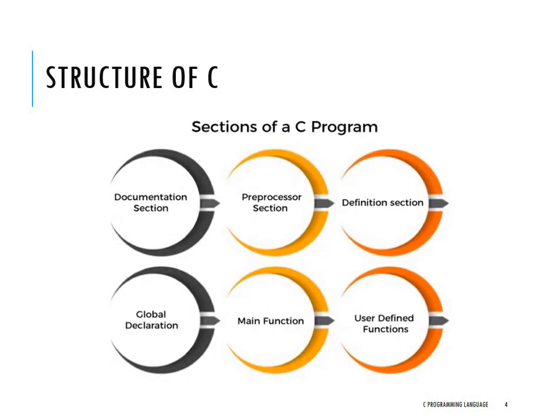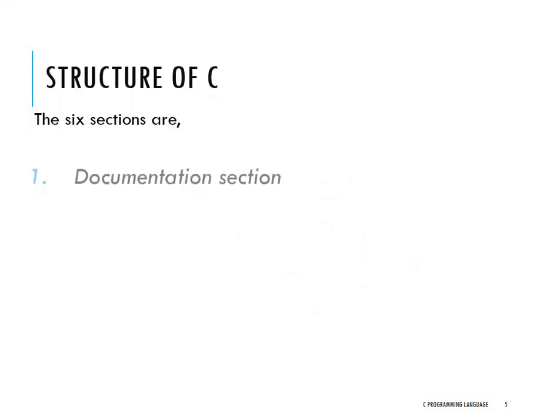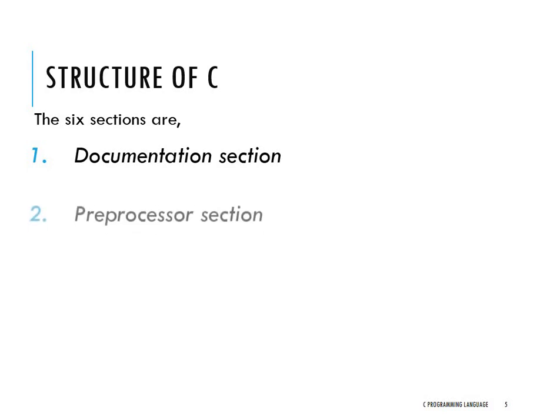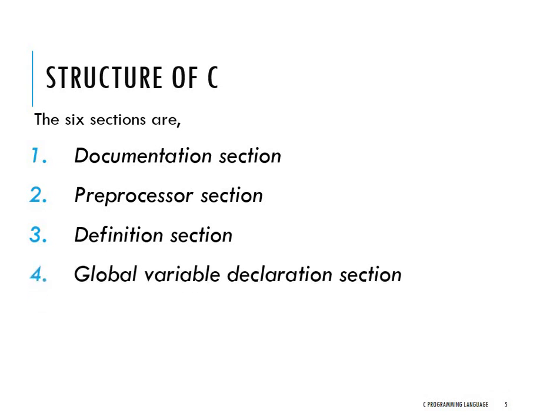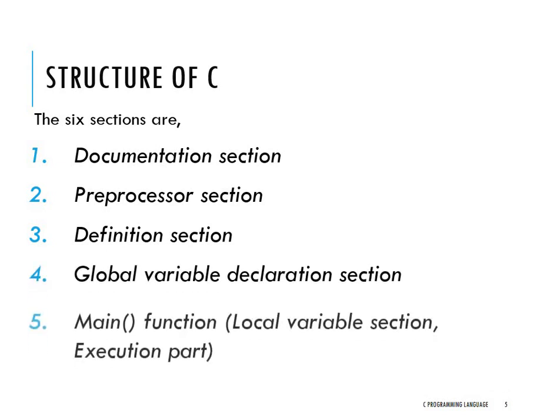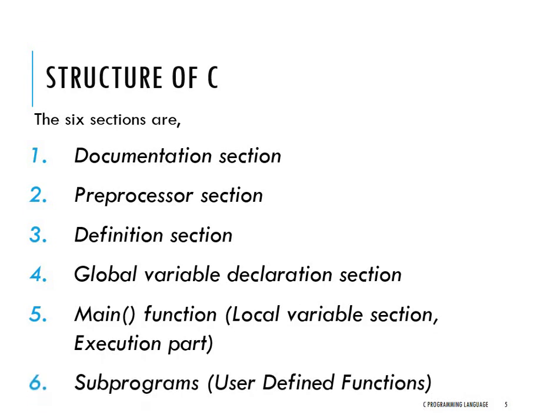First section, documentation section, second preprocessor, third definition, fourth global variable, fifth main function, and then last user defined function. So these are the sections of a C program. If you want to write any C program, we have to follow this structure. So these are the 6 sections: first documentation section, second preprocessor section, third definition section, fourth global variable declaration section, fifth main function, and then sixth subprogram, that is user defined programs.